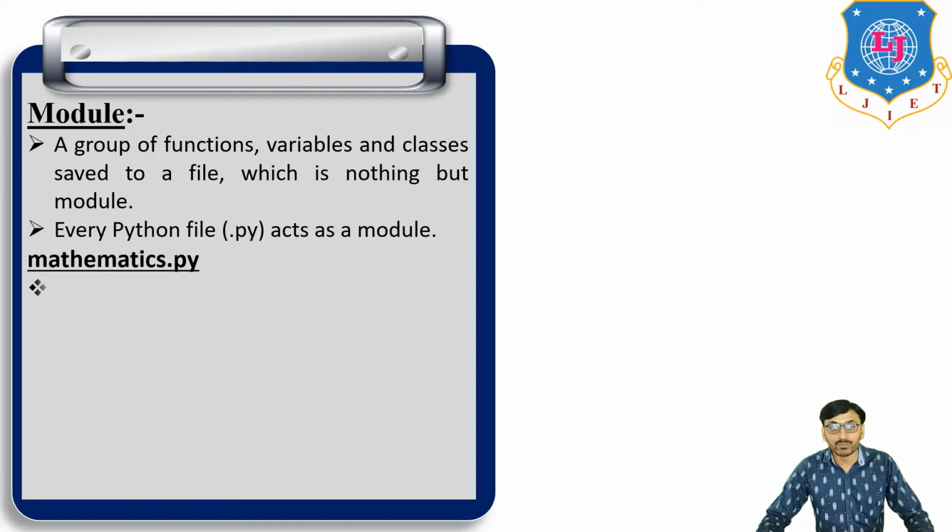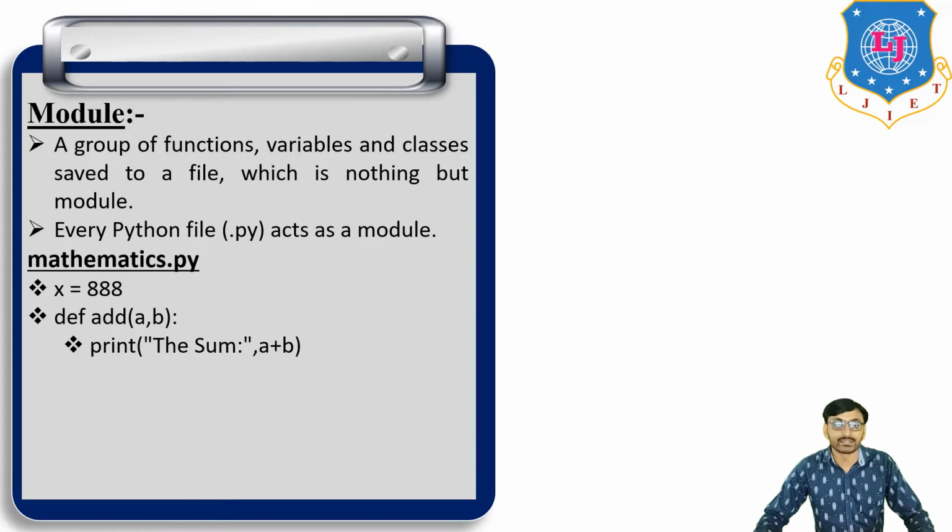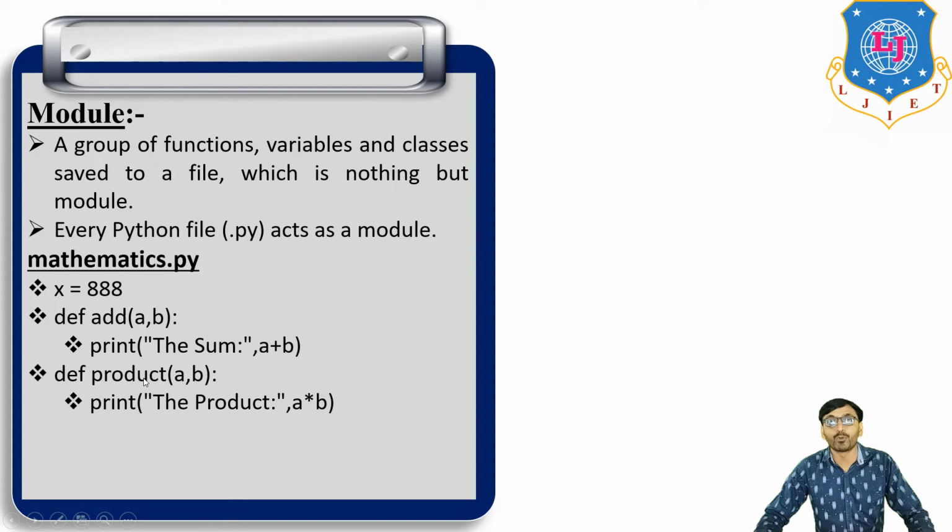Now this module contains one variable, that is x is equal to 888, and it contains two functions. The first function is def add(a, b), and the second function is def product(a, b). So this mathematics.py is one module and it contains one variable and two functions.